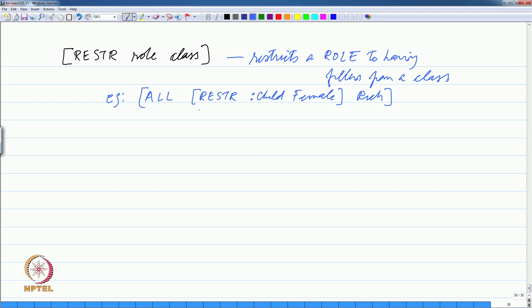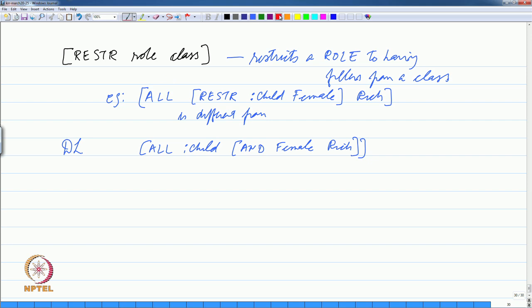Which is different from saying something like all child, and which, as you can see, they are different concepts. So, of course, the second concept is in our given language, this is in DL, this is not DL, this is with the extension.